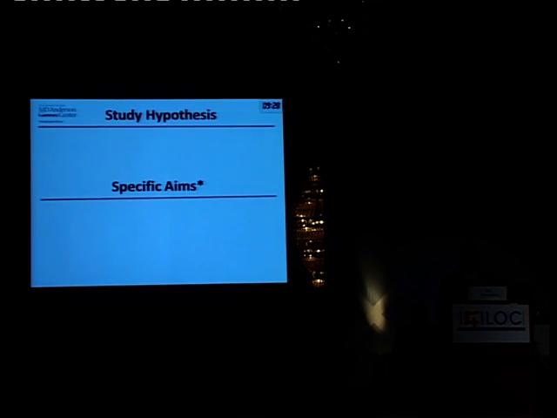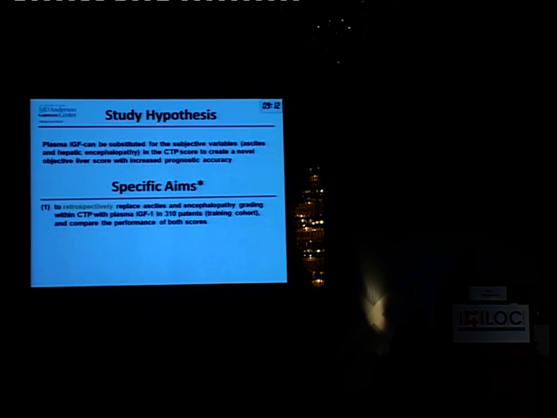So now let's look at our studies. The hypothesis was that the plasma IGF-1 can be substituted for the subjective variables within Child-Pugh classification to create a novel objective liver score to increase the prognostic accuracy. So we started with a training cohort.